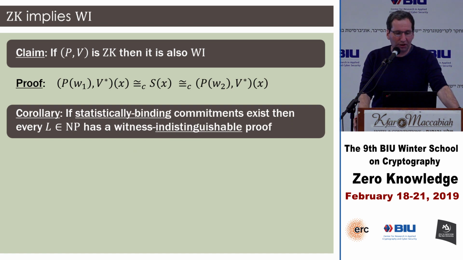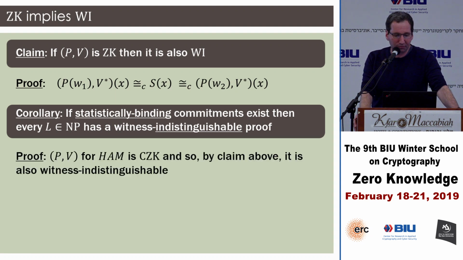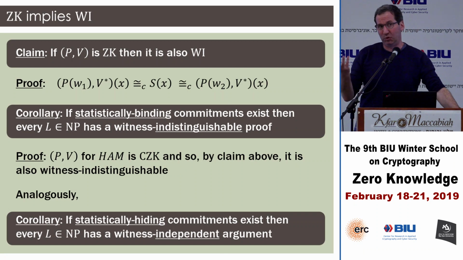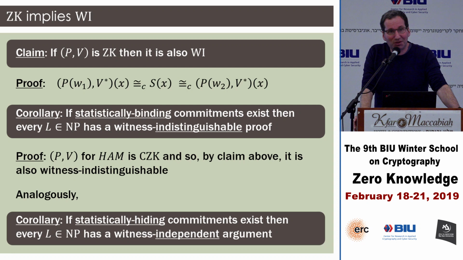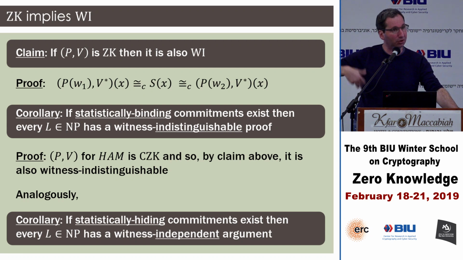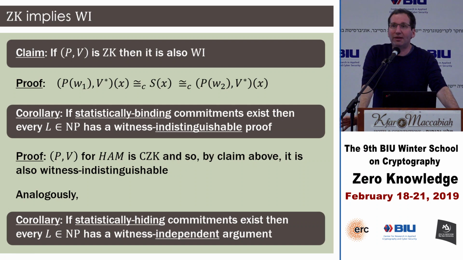So what's the corollary of this claim? If statistically binding commitment exists, then every language in NP has a witness indistinguishable proof. And the proof for it is just take the computational zero knowledge proof for Hamiltonicity. Since it's zero knowledge, it's also WI, and that's it. Another corollary, which is the dual of this, is that if statistically hiding commitment exists, then every language in NP has a witness indistinguishable argument. Just take the dual of the Hamiltonicity protocol where we use statistically hiding commitment instead of binding. So every language in NP has a constant round witness indistinguishable proof and a constant round witness indistinguishable argument.